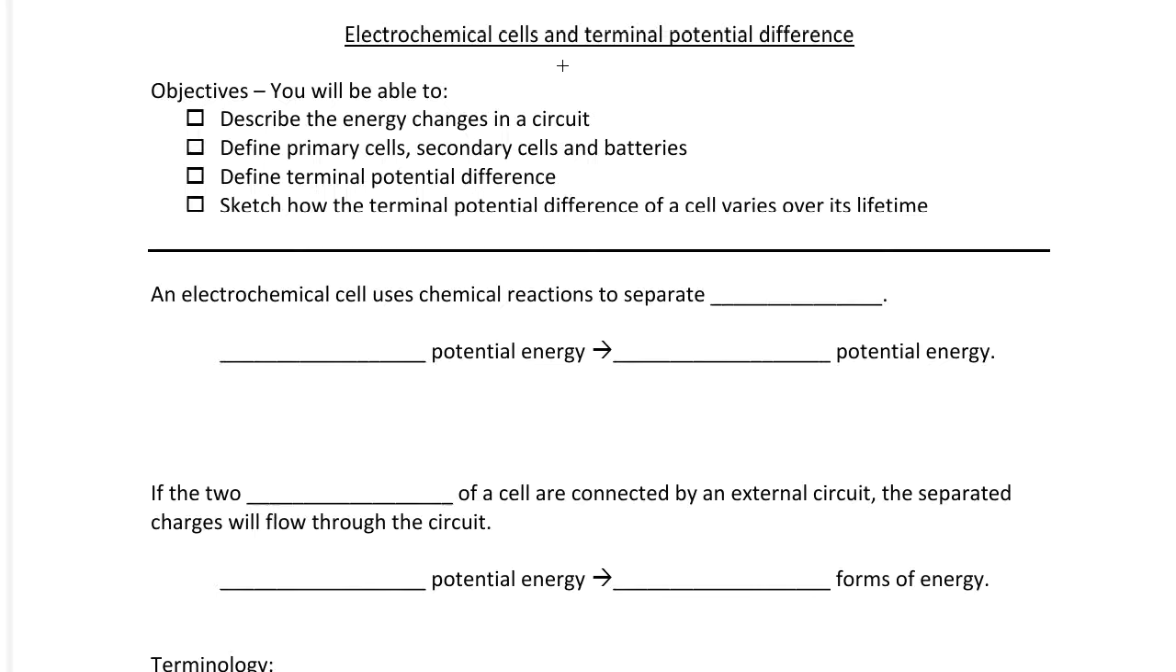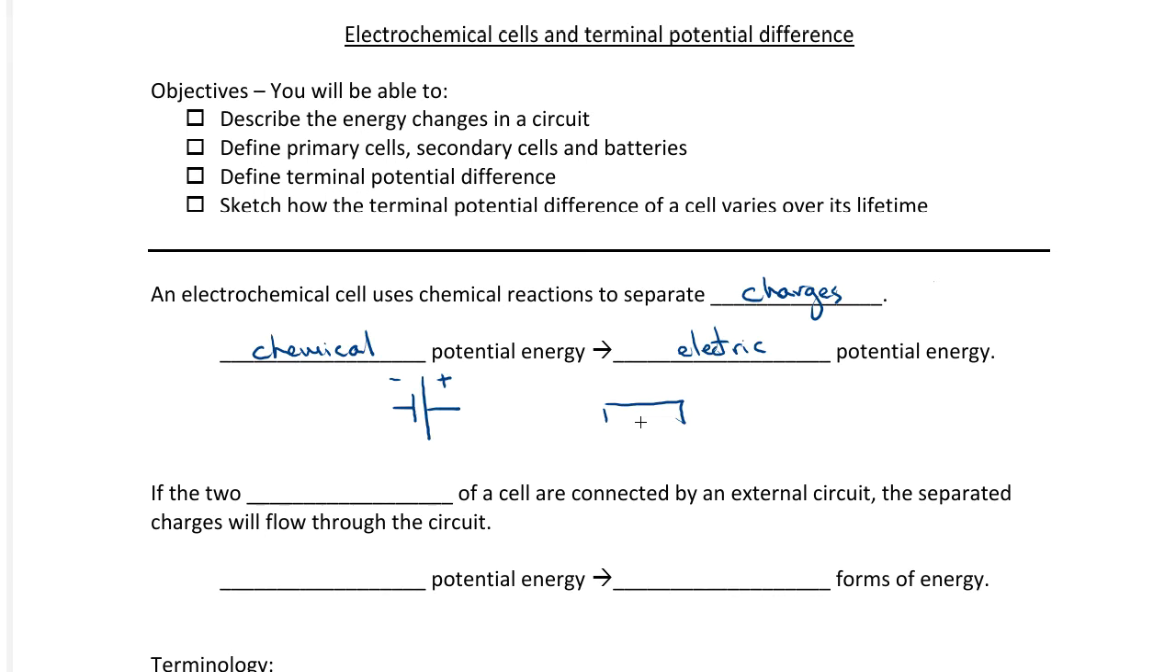This lesson's about electrochemical cells and terminal potential difference. Here are your objectives. An electrochemical cell, what we in everyday life might call a battery, uses chemical reactions to separate charges. And in doing so, it takes the chemical potential energy that's stored in the reactants inside the cell, and changes it to electric potential energy in the separation of positive and negative charges, which want to get back together. We're used to drawing cells now like this, with a positive terminal and a negative terminal.